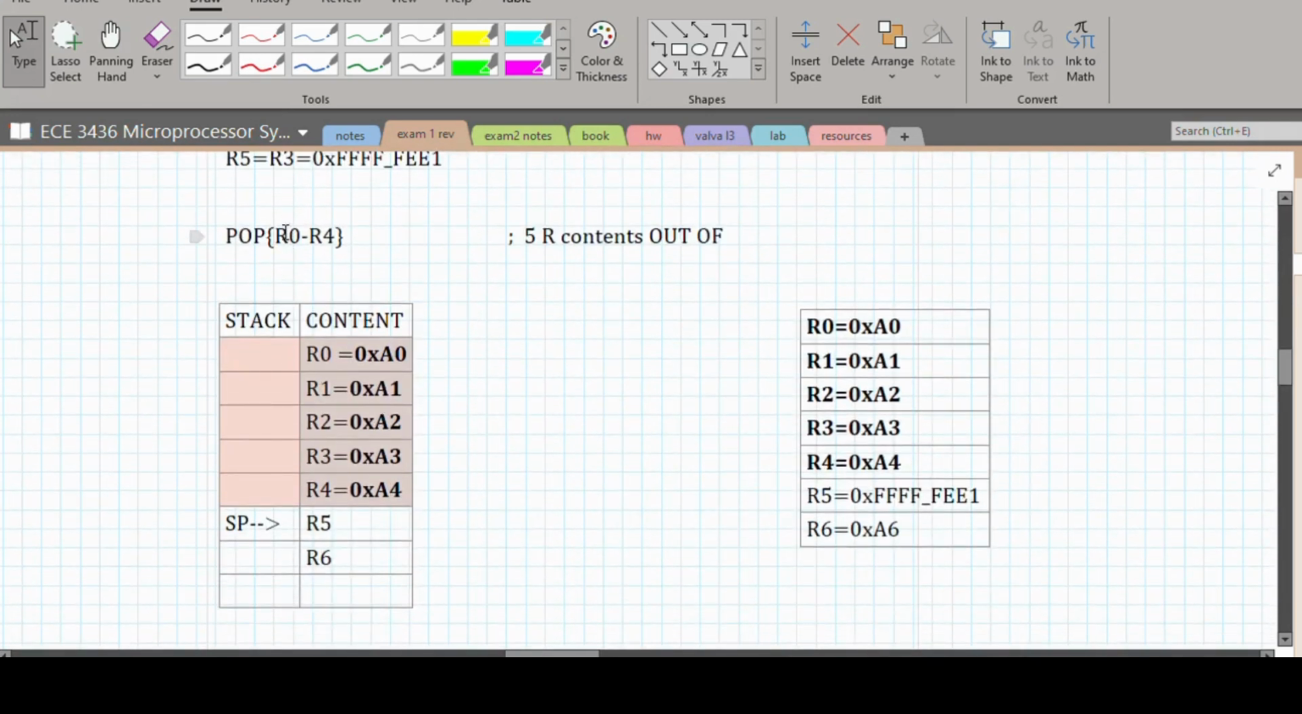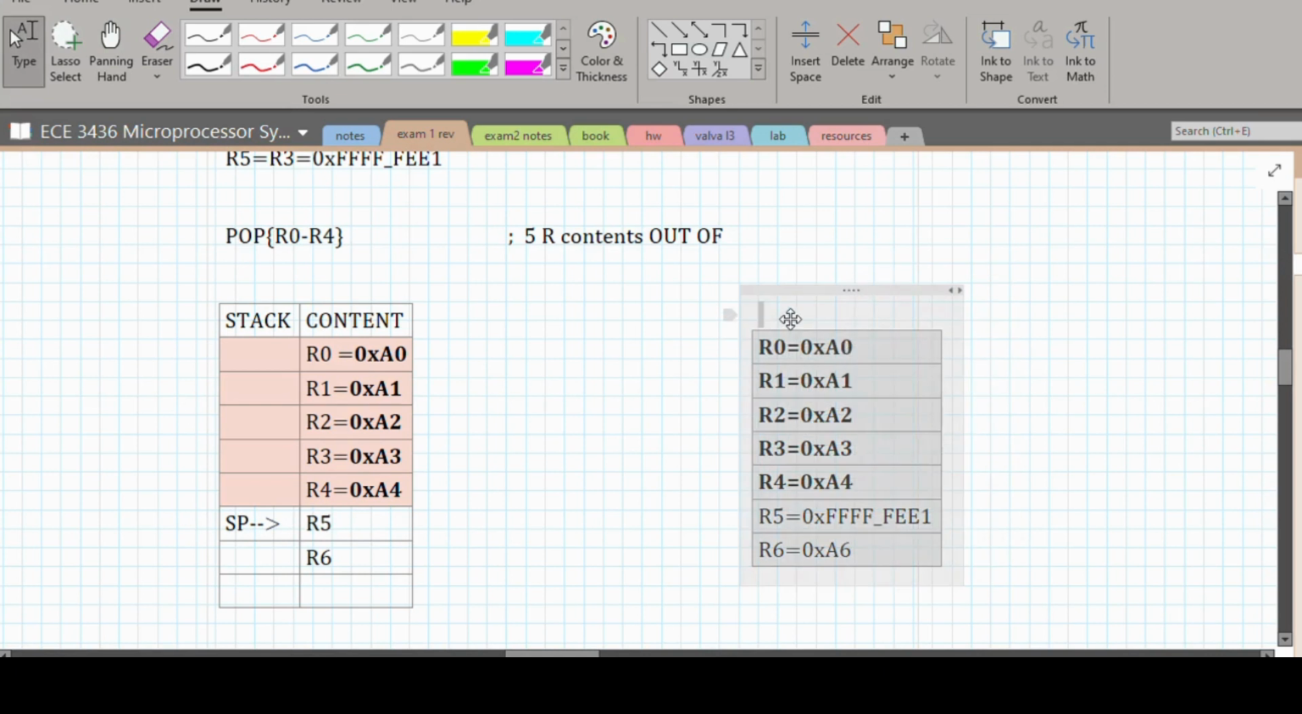Okay, so right now you're just taking 5 contents out. These were the ones that you were looking at. So what happens once they're out? The SP stays at the last content that you have in the stack, which will be R5. I wanted to write this just so you know what is in the main, because stack and main have different values, and you need to be aware of that, or else you will have mixed information.